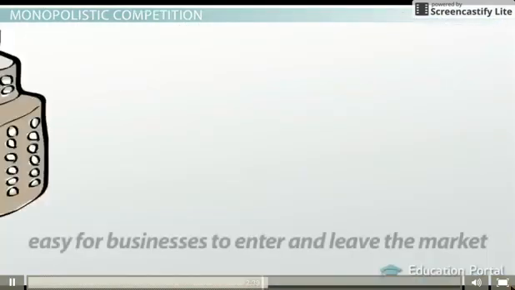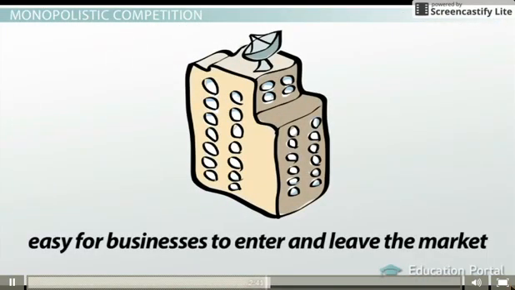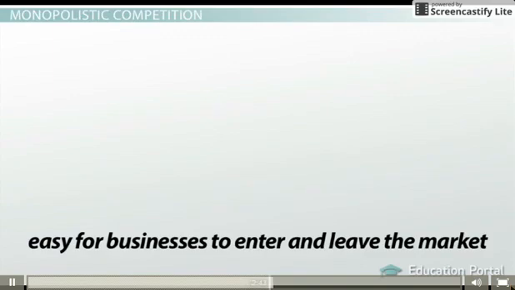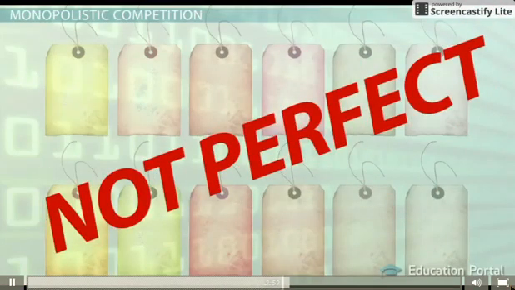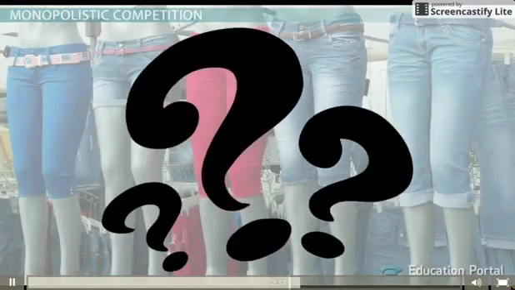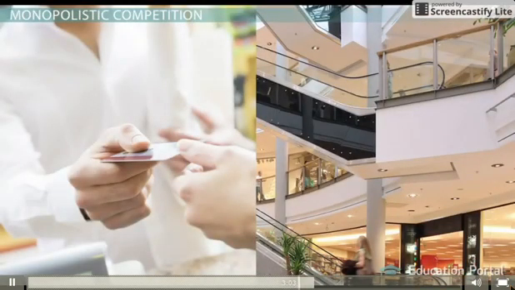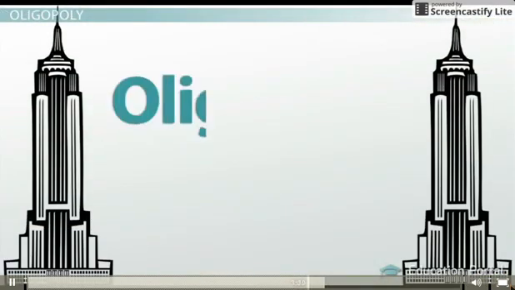It's also pretty easy for businesses to enter and leave the market, like in perfectly competitive markets. There's also a good deal of information on prices and technology available to businesses and consumers. However, the information is not perfect like in a perfectly competitive market. The information is not perfect because it's hard to determine which product is the better deal if they are not identical. Monopolistic competition should sound familiar to you because it's the typical type of market we function in on a daily basis. Sometimes Kathy will have to contend with an oligopoly.